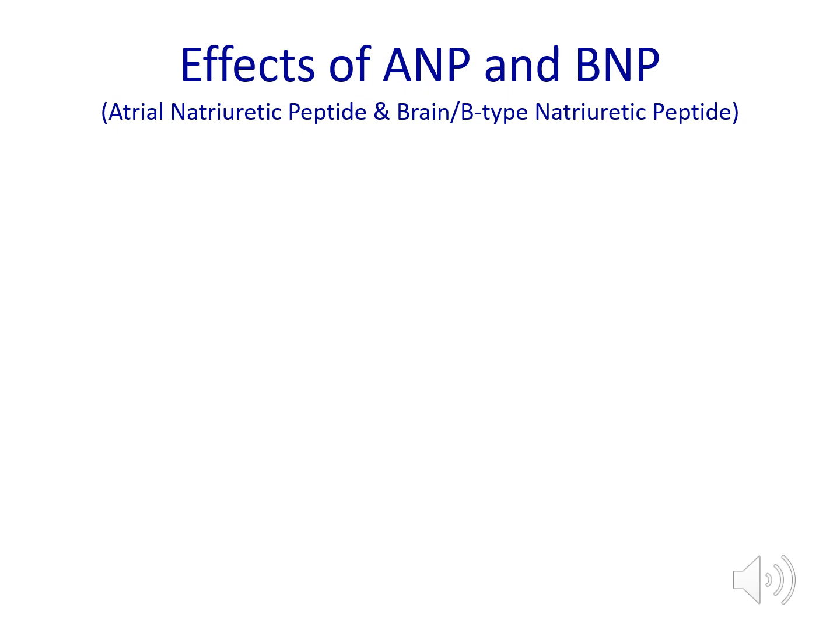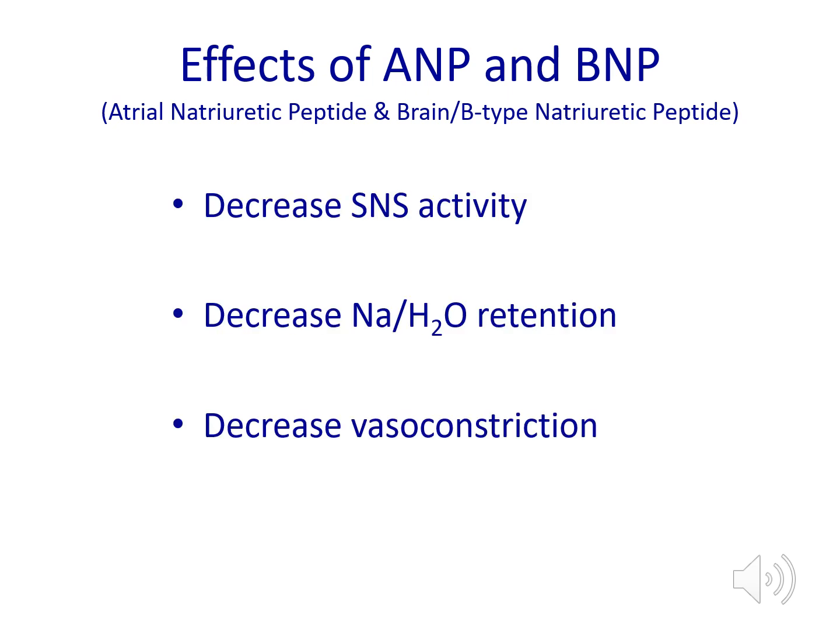Okay, so ANP and BNP are released by the atria and the ventricles under heart failure conditions to help counteract or compensate for some of the problems that are going on. So here are the effects of ANP and BNP, and you can see that they help counteract some of the negative effects of the other compensatory mechanisms.